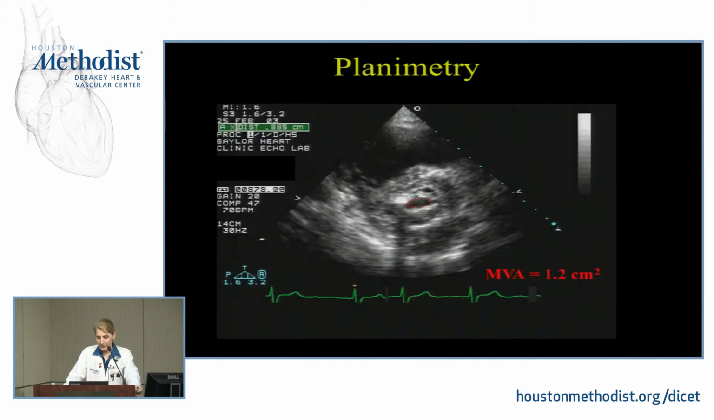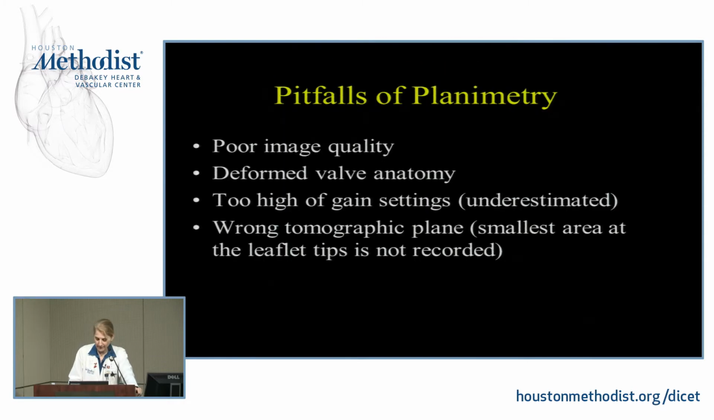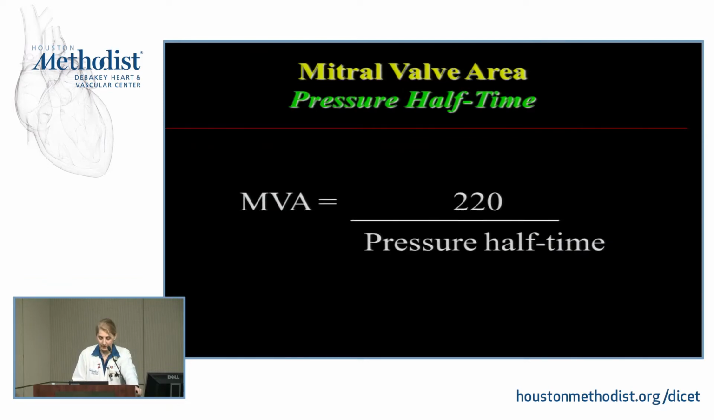So this is looking at planimetry. You can planimeter that valve to try and get a mitral valve area. The only problem is it has probably more pitfalls than anything else. Frequently, the image is just not good enough even to start. If you have a deformed valve anatomy, it's hard to trace. If the gain settings are too high, there's so much blooming artifact from the calcium on the valve that you're going to underestimate the mitral valve area. And if you're in the wrong tomographic plane, you're going to either over or underestimate depending on exactly where you are, because you need to record that smallest area at the leaflet tips.